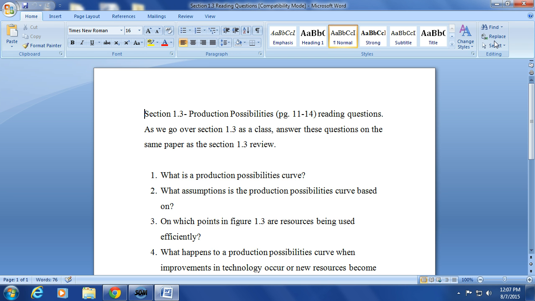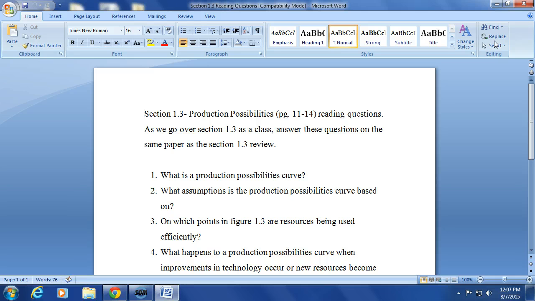Alright, now I want to go ahead and take a look at our example production possibilities curve. You can see it is on page 13, figure 1.3. Let's take a look at that graph here. It says the production possibilities curve. And on your y-axis, you have the production of economy cars in millions. And on your x-axis, you have the production of luxury cars in millions. And then you have various combinations of economy cars and luxury cars that can be made.